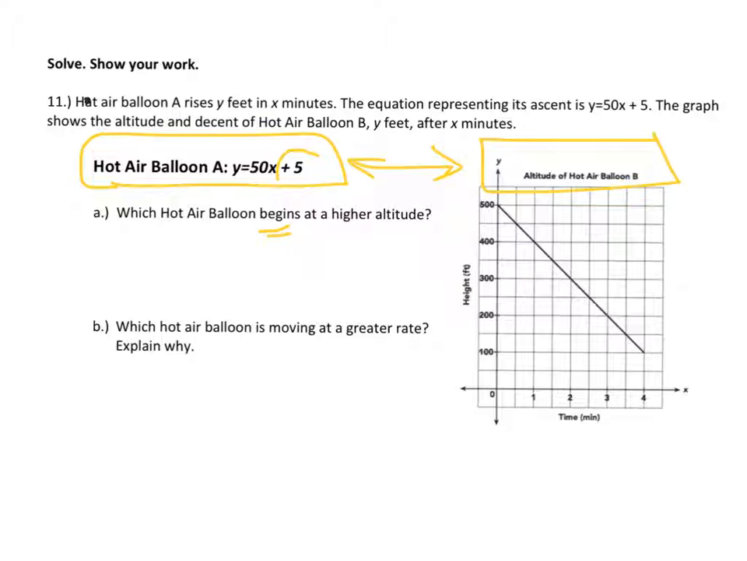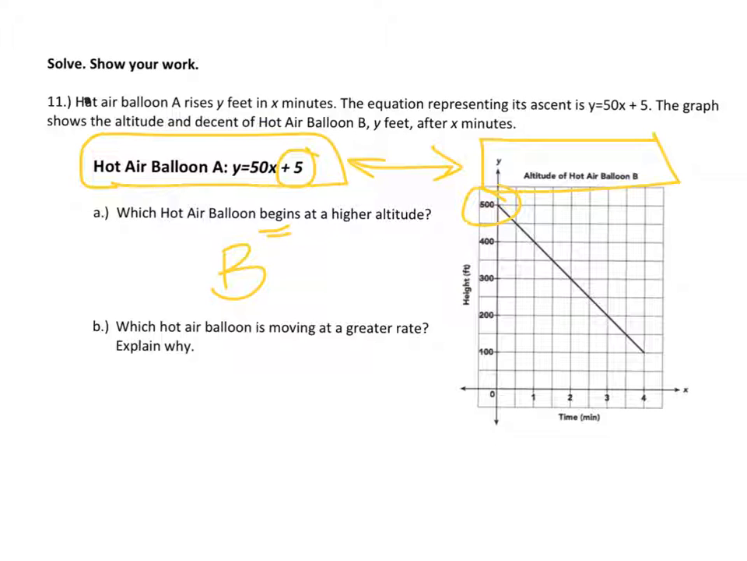So you could see that hot air balloon A begins at plus 5, so that's barely off the ground, and hot air balloon B begins at 500. So which one begins at a higher altitude? That's going to be balloon B.